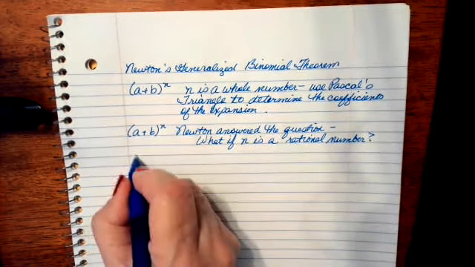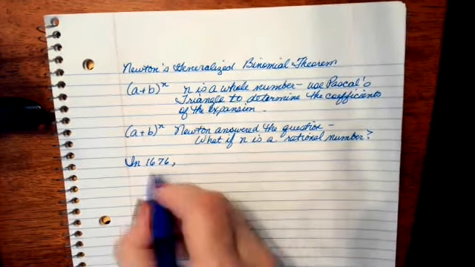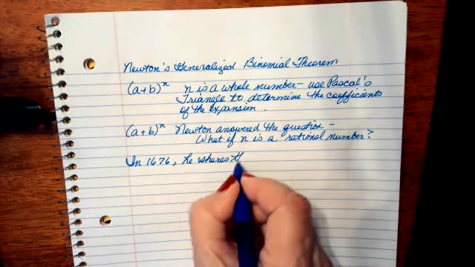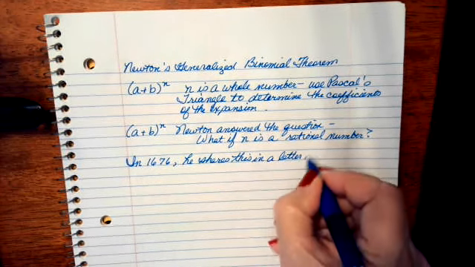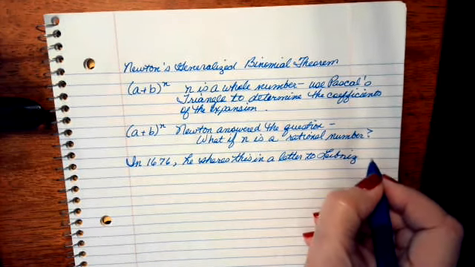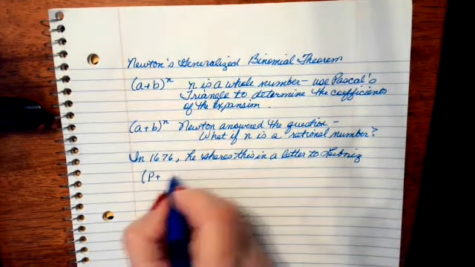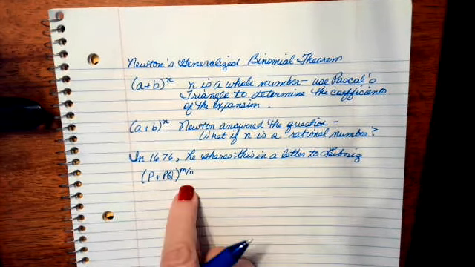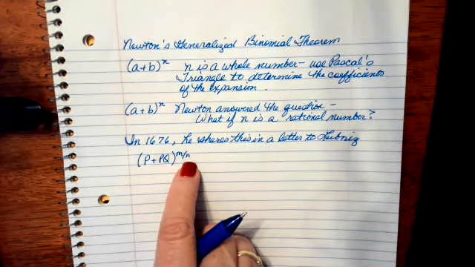So in one of those letters that he wrote to Leibniz, he talks about this. And in this letter in 1676, he shares this in a letter to Leibniz. That P, and this is his notation, P plus PQ raised to the m over n power, if that exponent is a rational number, I can write it in the form of an integer divided by an integer.